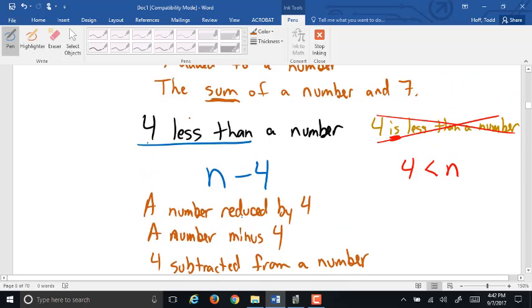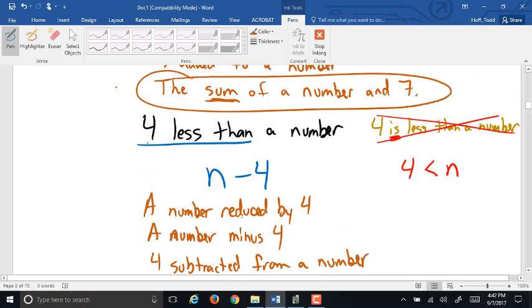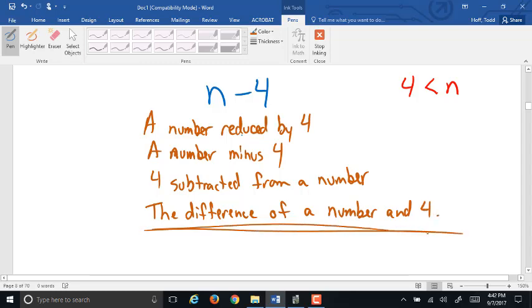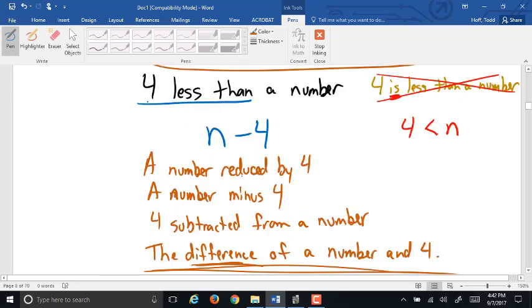Keeping with our last one from our addition up here, does anybody know what the result of a subtraction problem is called? The difference of a number and 4. That word difference is going to be important for us in a little bit as well.